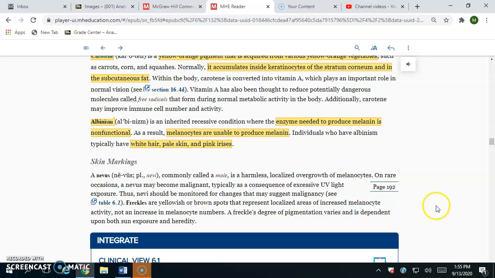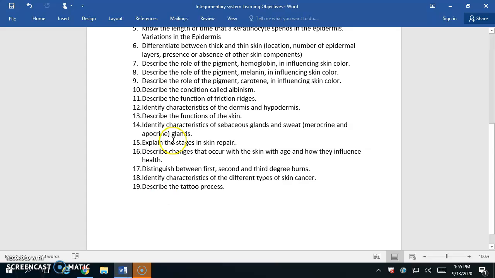All right, AP1 students, in this video we're going to finish up talking about epidermal variations. So we just had a couple more objectives to talk about. They were the condition called albinism and then the function of friction ridges. So we're going to finish up talking about those two.